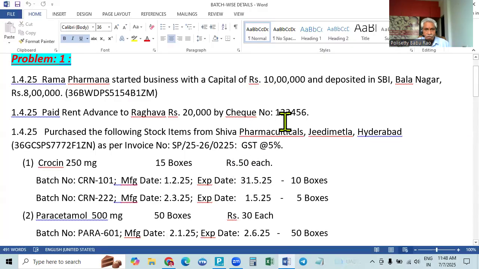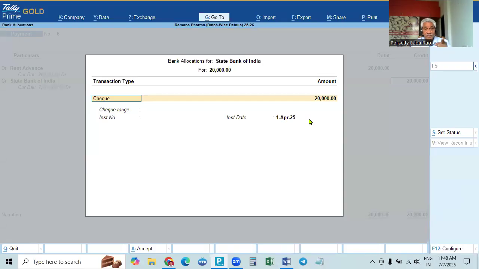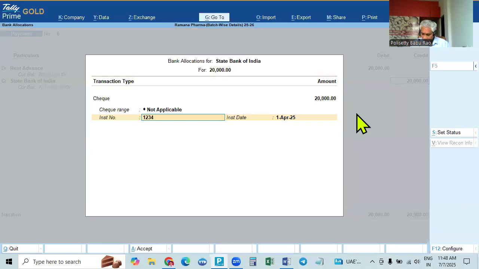But now we are paying through check. So take State Bank of India amount. Now we have to give the transaction type as check. Now we have to give the check details, 1, 2, 3, 4, 5, 6. That is the instrument number, meaning check number. It will have 6 digits.